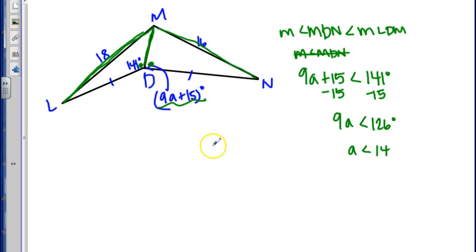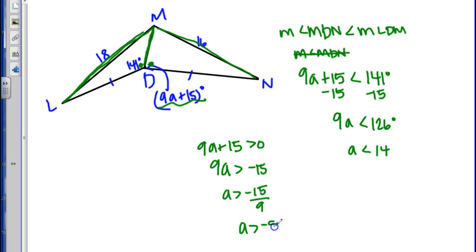Well, maybe we should just go ahead and do that. It can't be 0, so it's going to have to be bigger than 0. So let's do 9a plus 15 has to be positive. So 9a has to be bigger than negative 15. A has to be larger than negative 15 over 9, or A has to be larger than negative 5/3. So A has to be between negative 5/3 and 14.